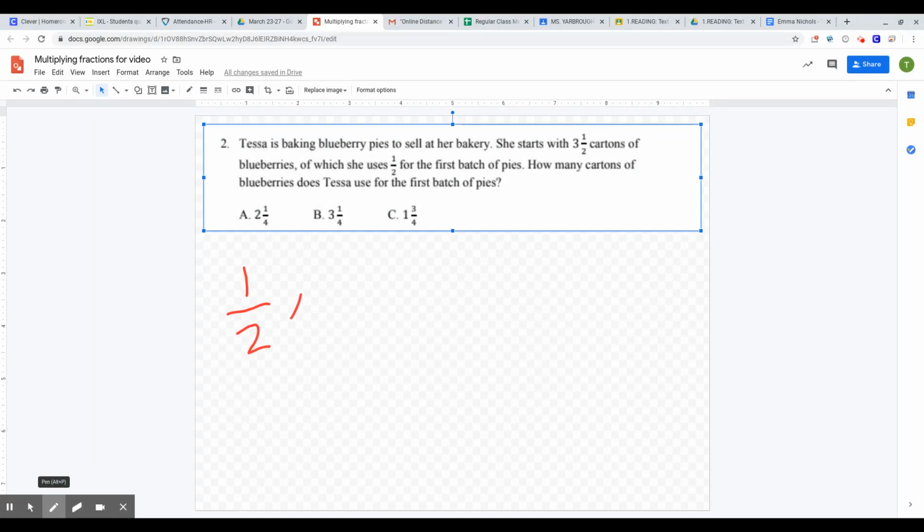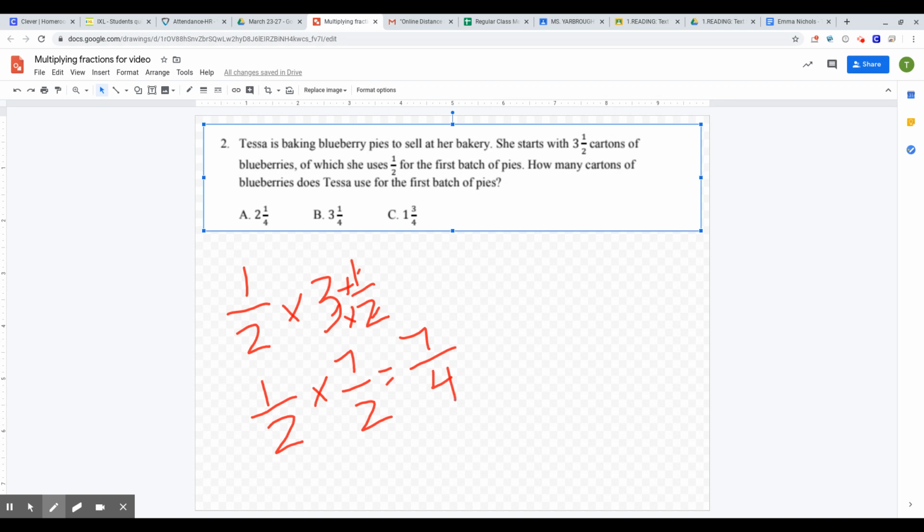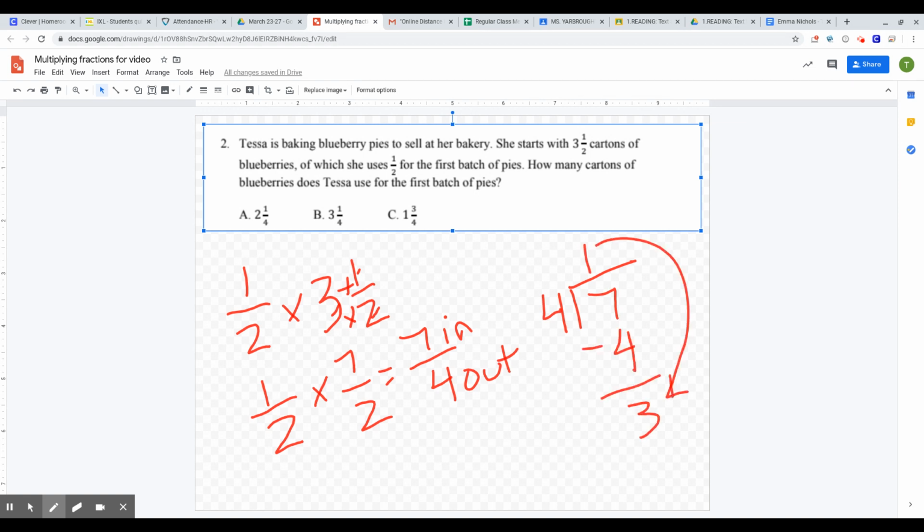So 1/2 times 3½. 1/2 is already good to go. Bring that down. We'll use times and plus. The denominator stays the same. 3 times 2 is 6. 6 plus 1 is 7. And now we'll multiply like always and get 7 over 4. Use in and out. And 4 will go into 7 one time. Subtract and get 3. Whole number, numerator, denominator. 1 and 3 over 4, or 1 3/4. The correct answer here is C.